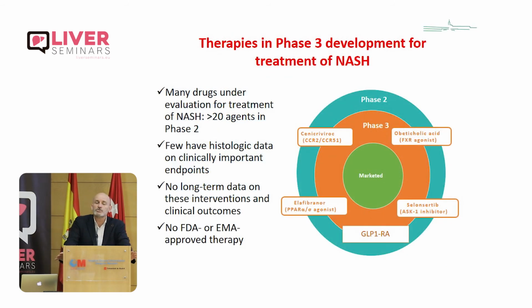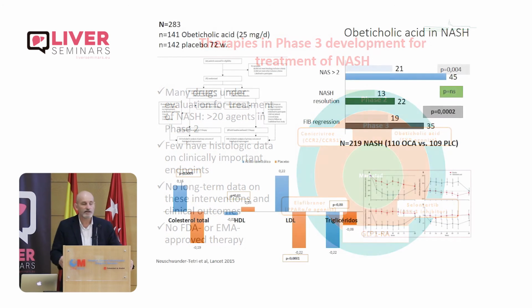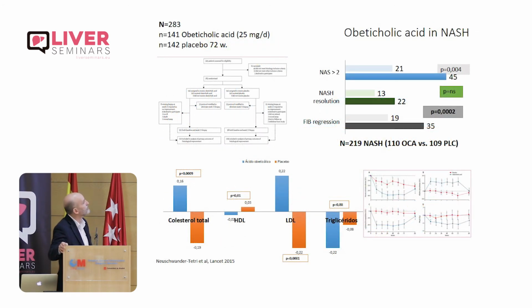At this time, to treat NASH, we have 5 different drugs in development, 4 of them in phase 3 and 1 in phase 2, addressing different therapeutic targets: cenicriviroc, obeticholic acid, elafibranor, selonsertib, and semaglutide, liraglutide. This is the FLINT study.